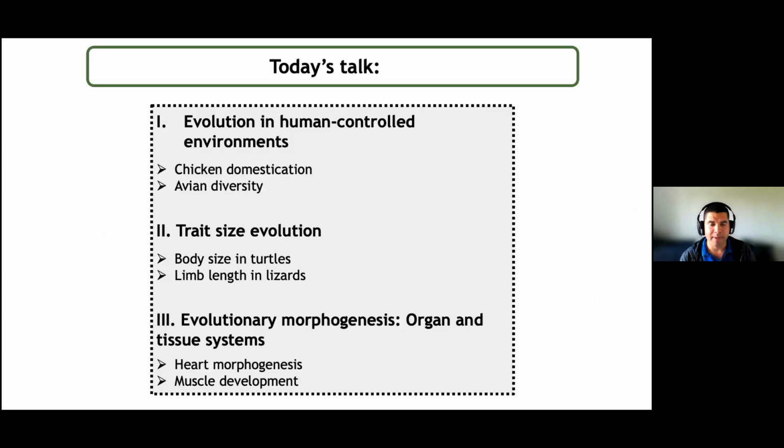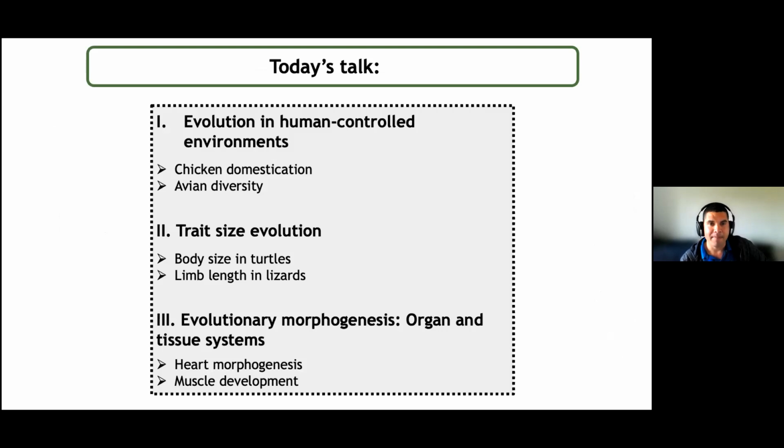And so I will give you some examples of collaboration I did with some colleagues in Switzerland and Germany on chicken domestication, also on avian diversity in development. And the second part of the talk, I'll have some more examples on body size evolution, some ecologically relevant traits like limb length in lizards. And then to finish up the talk, I'll talk about some of the ongoing work in our group.